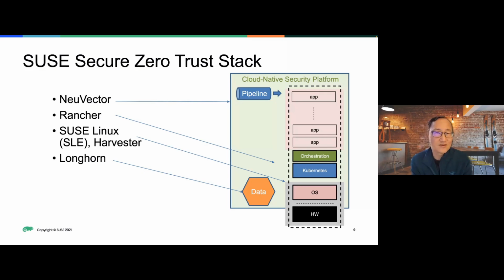So think of zero trust. Faye talked about it from people and processes and the 7 pillars. But another way to look at it is as the technology stack that you're using, and what role does each of these technologies play in a zero trust security model.